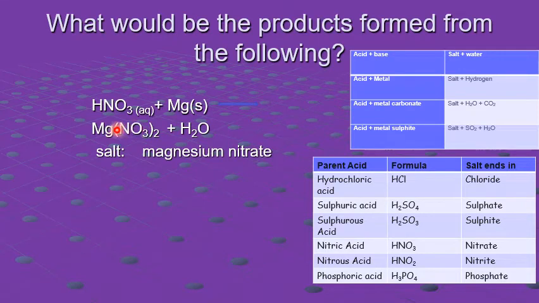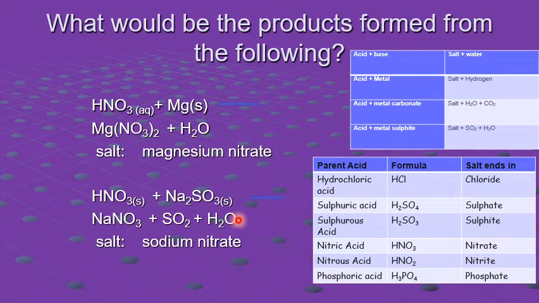If you don't recall how to write formulas, please see me and read the notes. Now we have nitric acid and sodium sulfite. So we know that this is this group right here, which should give us a salt. What's going to be the name of that salt? Sodium nitrate plus sulfur dioxide plus water.